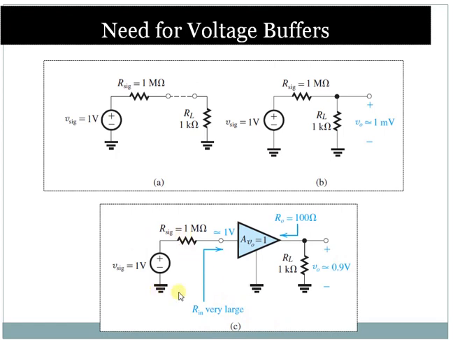In figure C, you can see that we have connected an amplifier having an open circuit voltage gain of 1 volt per volt. The resistance R signal is 1 mega ohm. The input signal voltage is 1 volt. And this amplifier has an input resistance which is very large and an output resistance which is quite small. So this amplifier is used between the source and the load.